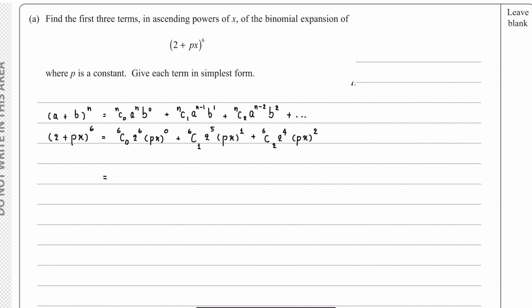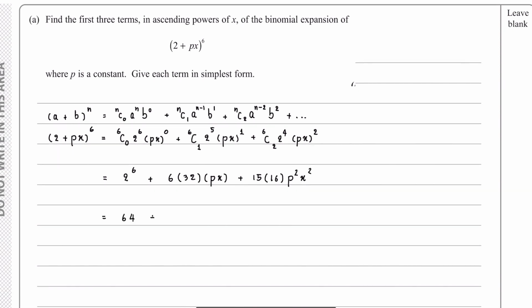6 choose 0 and px to the power of 0, they are 1. So the first term will be 2 to the power of 6, plus 6 choose 1 is 6. 2 to the power of 5 is 32 times px, plus 6 choose 2 is 15 times 16 p squared x squared. 2 to the power of 6 is 64, plus 192px and plus 240p squared x squared. And this is the first three terms of the expansion of 2 plus px to the power of 6.